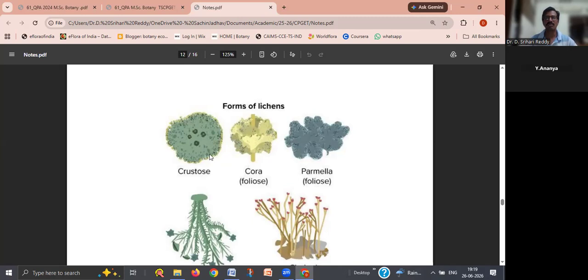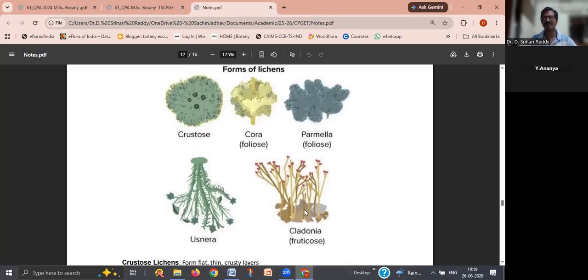They can grow because lichens contain both algae and fungi. The fungal partner is able to absorb moisture from the atmosphere and provide it to the algal partner for photosynthesis. Foliose lichens are here, like Cora and Parmelia. Why are they called foliose? Because they are leaf-like, appearing like leaves. One more example is Parmelia, an example of foliose lichens.